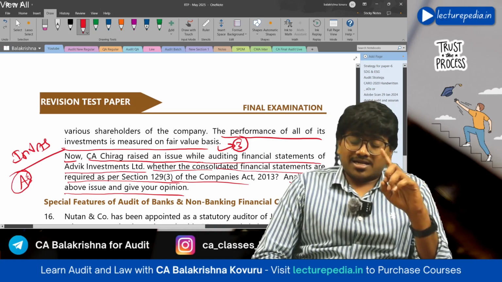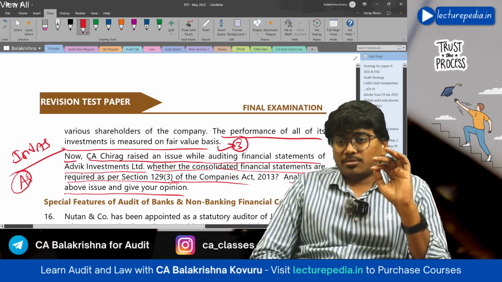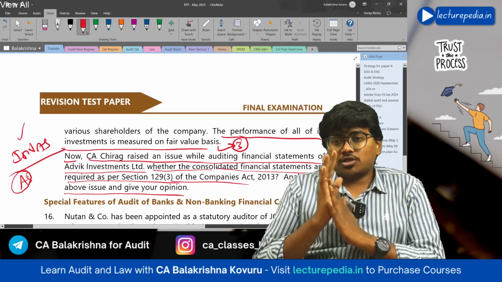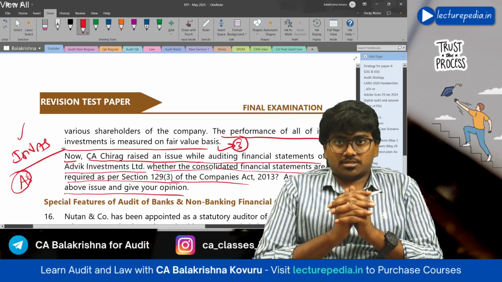So, if the accounting standards are applicable to the company, it has to prepare consolidated financial statements. If IND-AS is applicable to the company, it need not prepare consolidated financial statements. Hope that is clear.